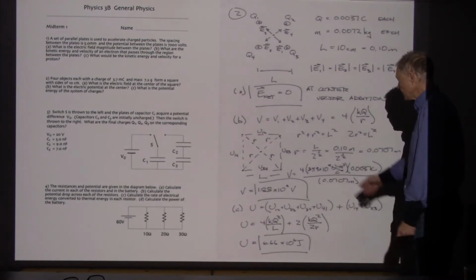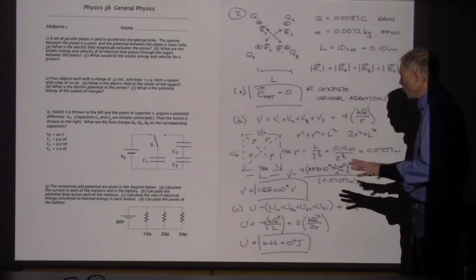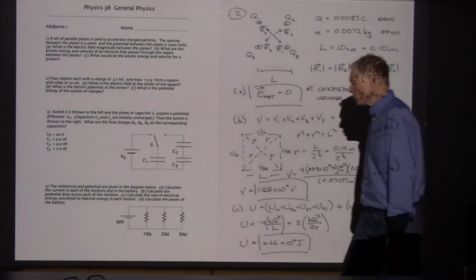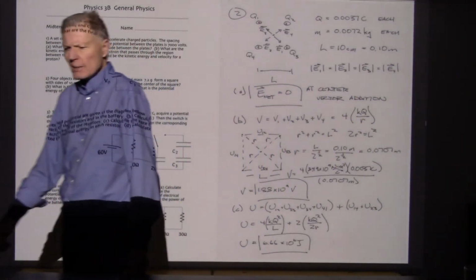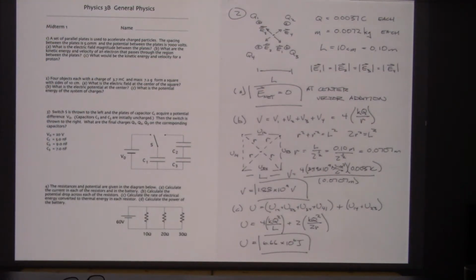So that's it. I can add together all of the pairwise interactions. And it ended up with a scary amount of potential energy. 6.66 times 10 to the 6th joules. That's a lot of 6s. So 6.66 million joules of energy would be required to construct this arrangement of the 4 charges, is the way to think about it. Okay? Questions?